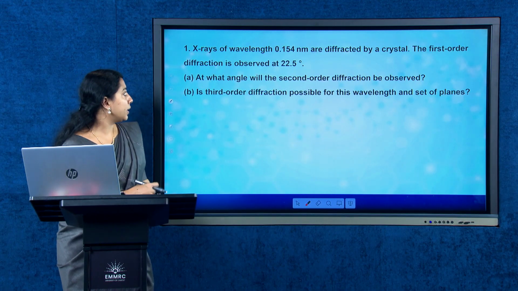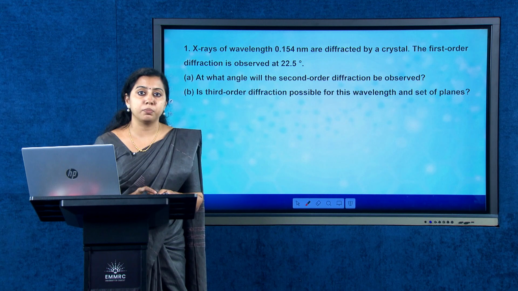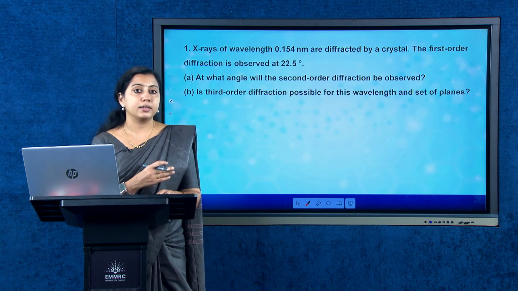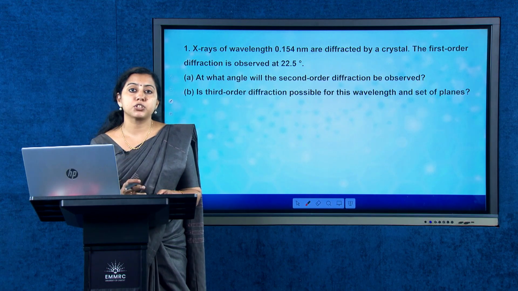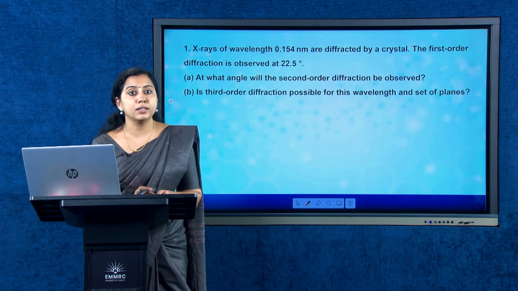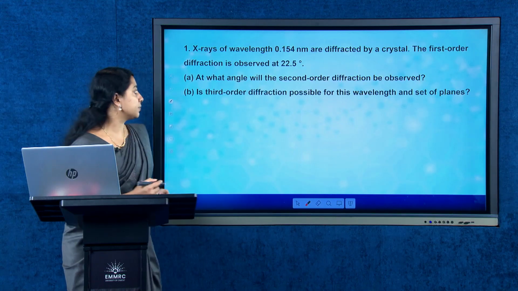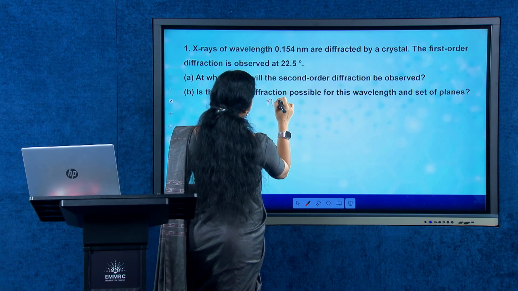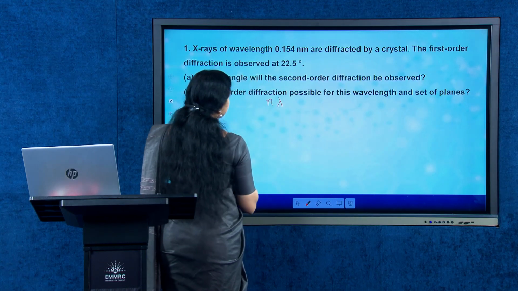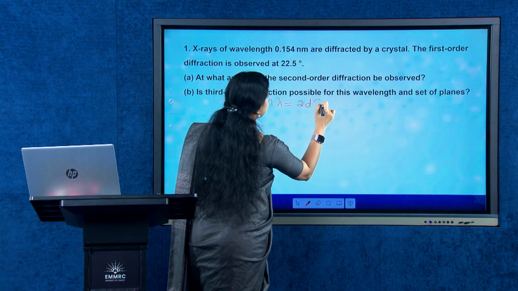For question A, we have to find out at what angle will the second order diffraction be observed. And moving on to B, the question is, is third order diffraction possible for this wavelength and set of planes? So, let us see how to find out the answer. We will start with Bragg's law or Bragg's equation, that is n lambda equals 2d sin theta.